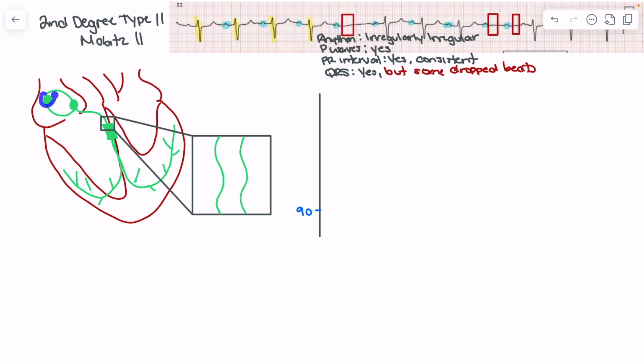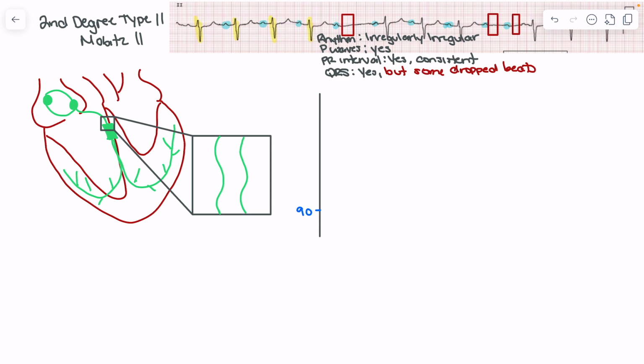So the impulse is generated from the SA node because I see normal P waves. I've got generally, or most of the time, a normal PR interval. So it's generating from the SA node, it's traveling through the AV node, but most of the time it's traveling down through here and generating an impulse, but sometimes it's not able to pass that His-Purkinje system and generate a QRS complex. So that is what's causing us some drop beats. And we can talk about what's causing that.